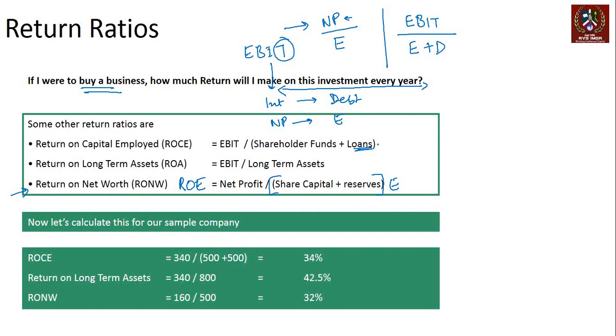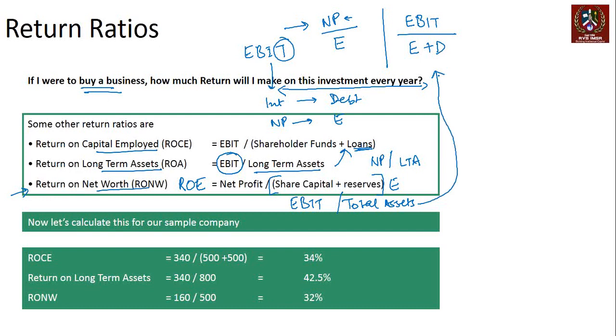Now, there are three kinds of ratios we looked at here. There could be more. We're looking at return on capital employed, return on long-term assets, and return on net worth. Remember, long-term assets can essentially be funded by both shareholder funds and loans, and hence I'm looking at EBIT here as well. There's no hard and fast rule around it. You could use net profit by long-term assets as well. Typically, if you're using total assets, remember, total assets are equal to equity plus debt. So in this case, you should be using EBIT. In any case, most of the time, this is going to give a similar analysis as return on capital employed, right?